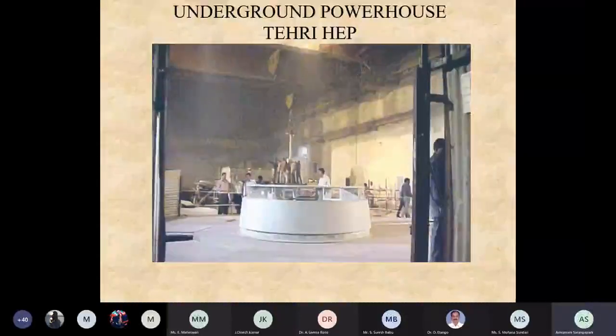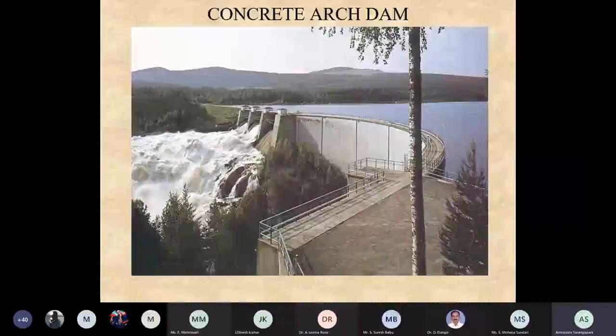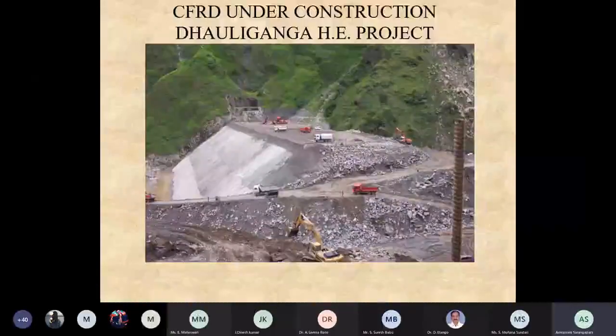And this is the concrete face construction within the Jolly Ganga project. See, in between we have rockfill, just a compacted fill. Above that, on the upstream, we are providing a concrete face. That's all. This kind of dam is called CFRD type.